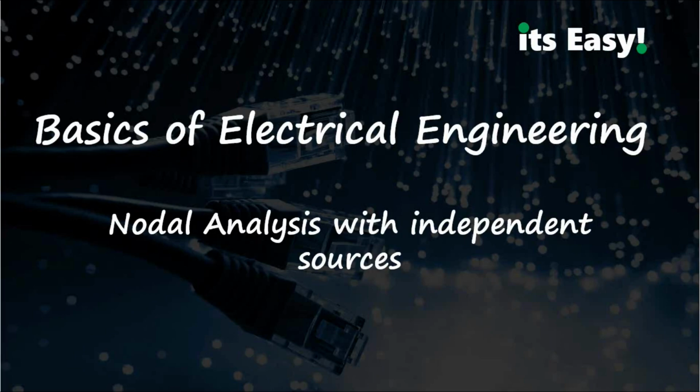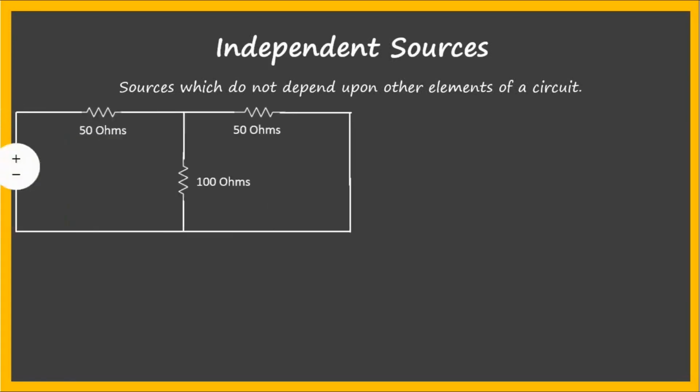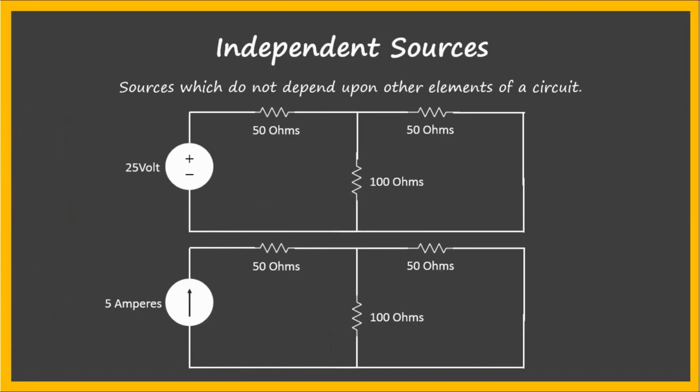In the last video, I mentioned that if you understand KCL, then nodal analysis will be no problem for you. You will see that in this video. First of all, what are independent sources? Independent sources are the sources used in a circuit that do not depend upon other elements of the circuit, or you can simply say that the simple sources are independent ones. These are two circuits where the voltage and current sources are independent ones. Okay, moving on, let's start nodal analysis.